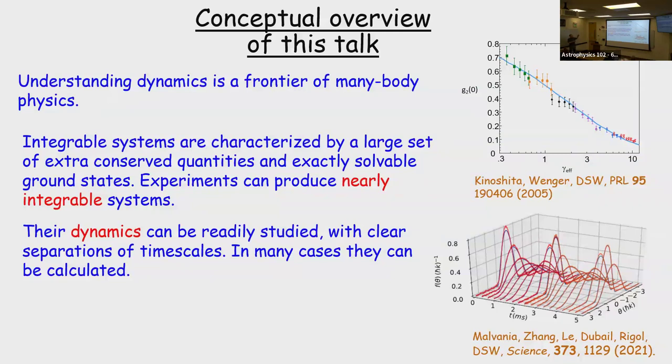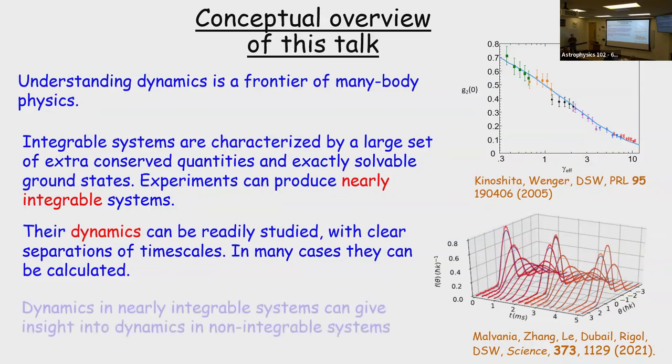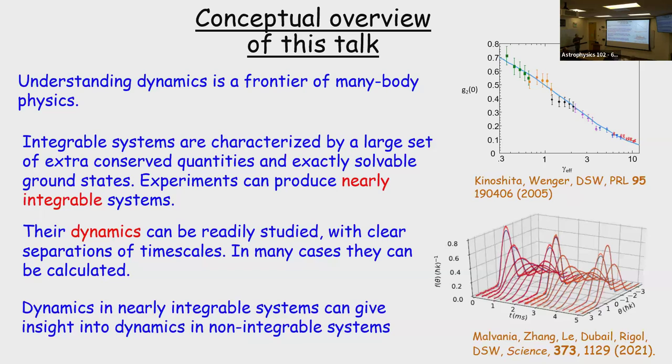Starting with these systems, you can study the dynamics clearly, with timescales that are often clearly separable. And in not all cases, but in many cases, you can actually calculate what's going to happen with the systems. So the goal of the work we're doing is that by using all the ways we can study integrable systems, or nearly integrable systems, quantitatively, we want to get insight into the dynamics of non-integrable systems. The goal is to start from something you really understand very well, progressively make it a little more complicated, and maybe you can then accomplish a whole lot of difficulty.